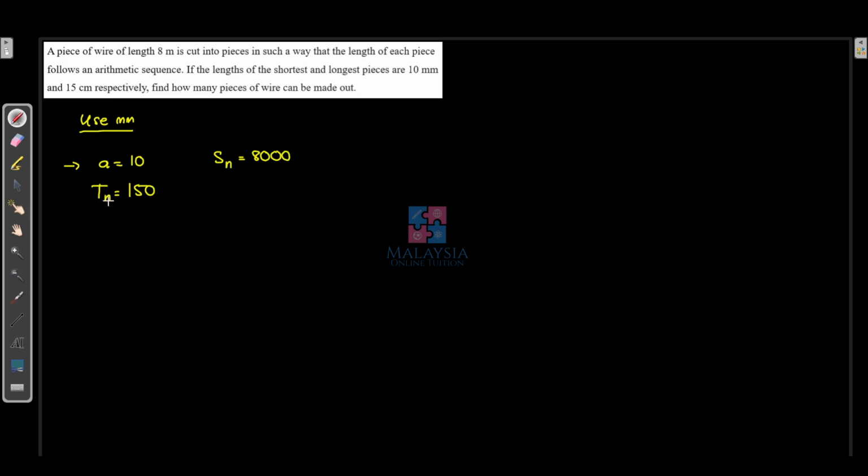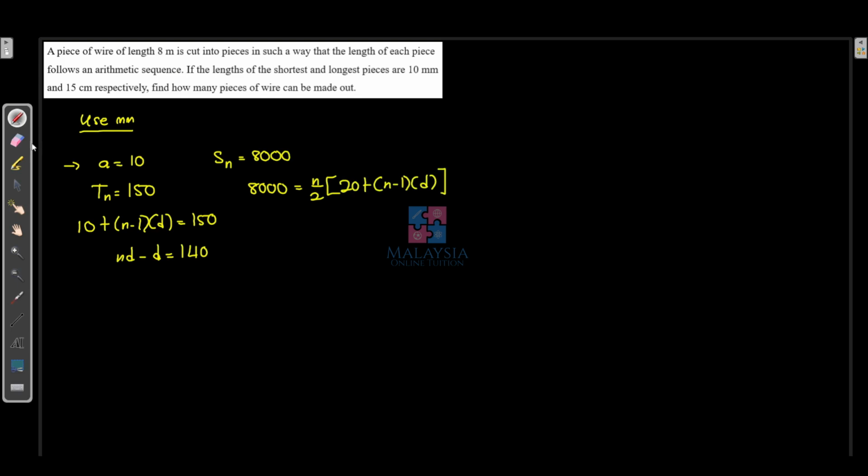Then we can put Tn, which is 150, into the formula. So we have A, which is 10, plus n minus 1 times d equals 150. So we can say nd minus d equals 140. We leave it like this first. For the next one, Sn equals 8,000. We change it into the formula for arithmetic progression: 8,000 equals n over 2 times 2a, meaning 20, plus n minus 1 times d.